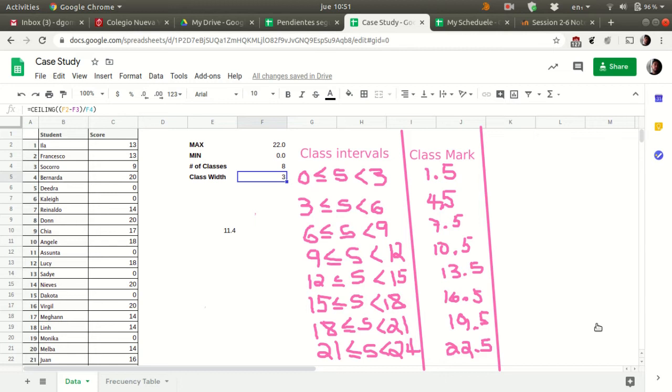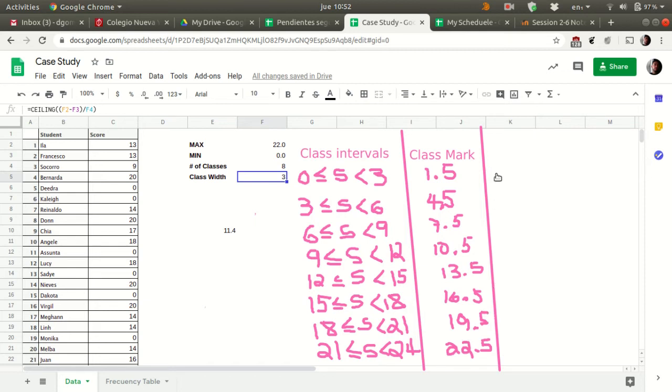Okay, there we have it. Now, what's very interesting about the class mark is that after you figure out the first class mark, if you notice, all the numbers are going up by 3, which is the class width. Okay? And that's always going to be true. You only have to really figure out the first class mark and then just add the class width to get the next one. All right. So that's how we figure out the class mark.